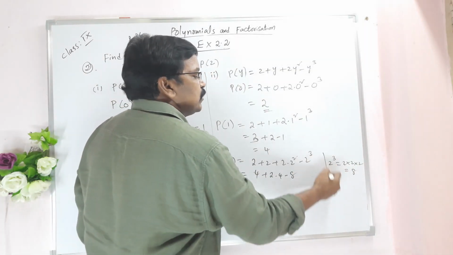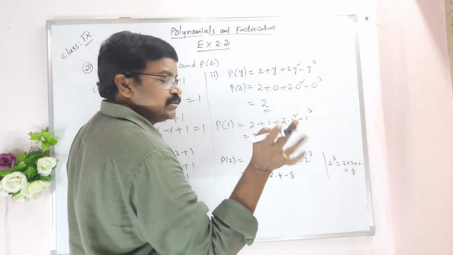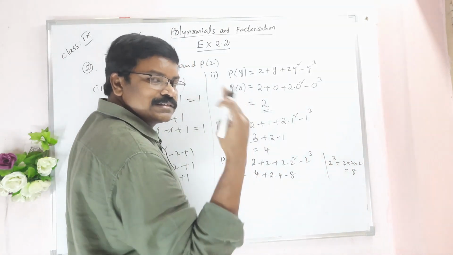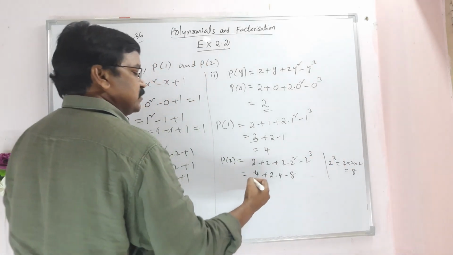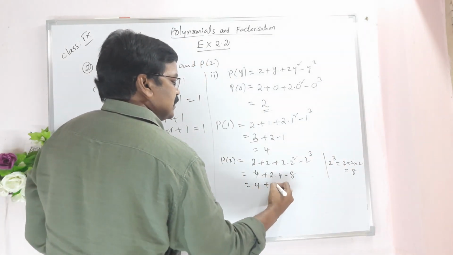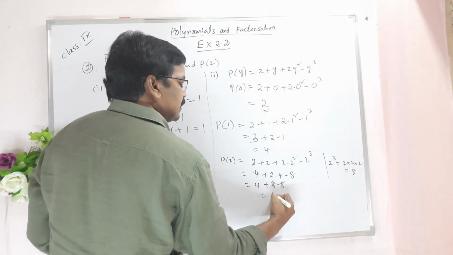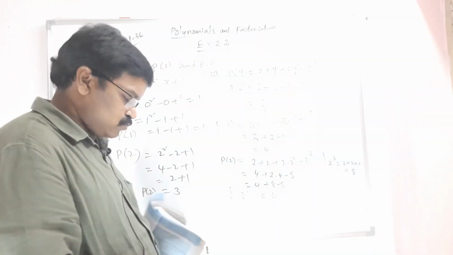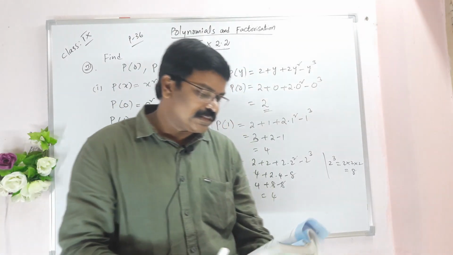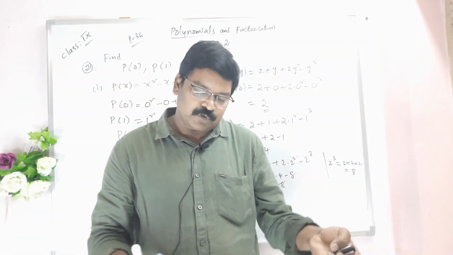Some students, they do like this. 2 3s are not like that. 2 cube means 2 can be written as 3 times. Product of 3 times. 2 into 2 into 2. That is 8. Right. So this is equal to 4 plus 8 minus 8. Both get cancelled. This is 4. So P of 2 is equal to 4. So the remaining sums you do on your own.